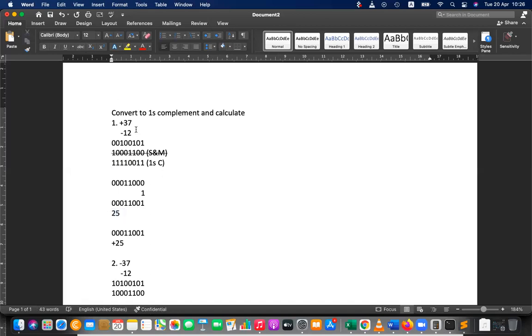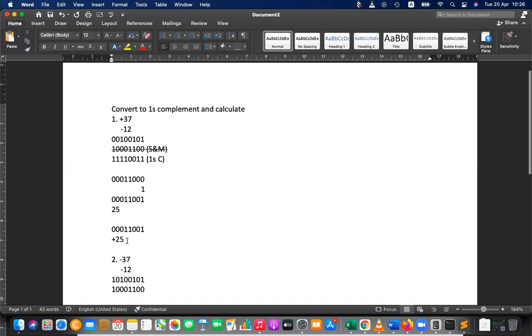I did this method only for those. That is 1's complement. So 25 is the answer. You got the same answer, but this time using addition, right? This time using addition.